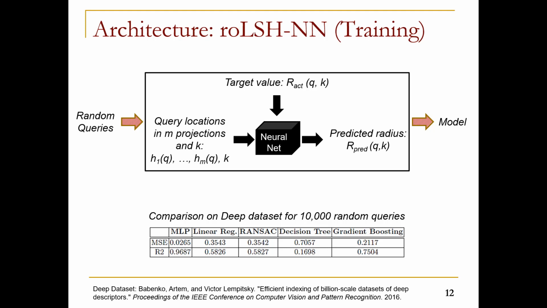Since our problem was a regression problem, we tried several machine learning techniques to find the best one for our purpose. As you can see in the table, multi-layer perceptron gave us the best MSE and R2 for a sample dataset, and therefore we chose it for the roLSH-NN architecture.